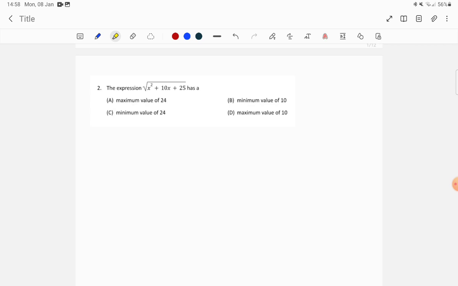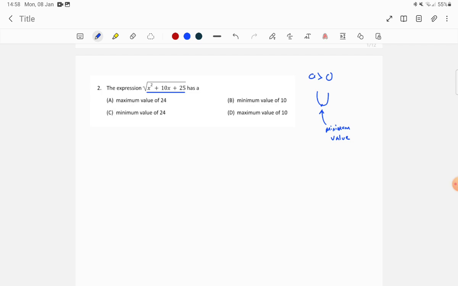So if we have a look at the specific function itself, inside here we can notice that this is some sort of parabola, and since our a value is greater than 0, that tells you that it is in fact a smiley face parabola which has a minimum value. So that is the turning point. That's your minimum value since it's a smiley face parabola. So therefore, this automatically eliminates option A and D completely.